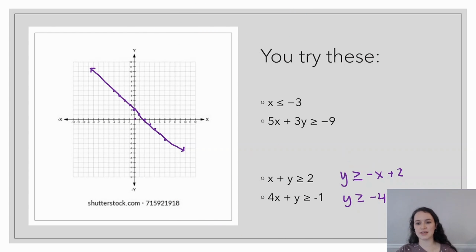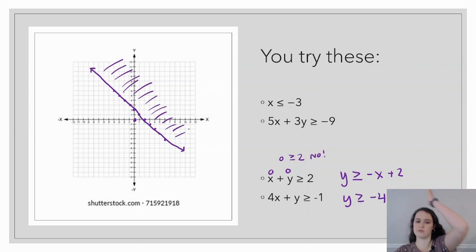Okay. All right, so this is less than, so I'm going to shade under the line, but again, or above the line, excuse me. I'm going to plug in my 0, 0. I plug in 0, 0 here, right? I get 0 is greater than or equal to 2. That's a no. So I'm going to go this way. Yeah, you could do little lines like this too. Just know that it goes on forever in that direction.